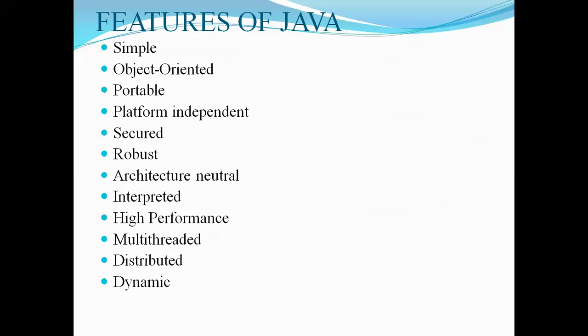So for these reasons, Java is said to be simple. Next is object-oriented. Now, what do you mean by object-oriented? Object-oriented means everything in Java is an object. And what are the OOPS features we are having? Class, object, encapsulation, polymorphism, abstraction, and inheritance.